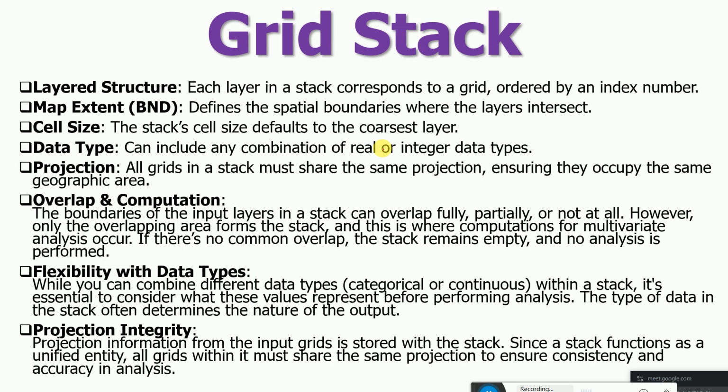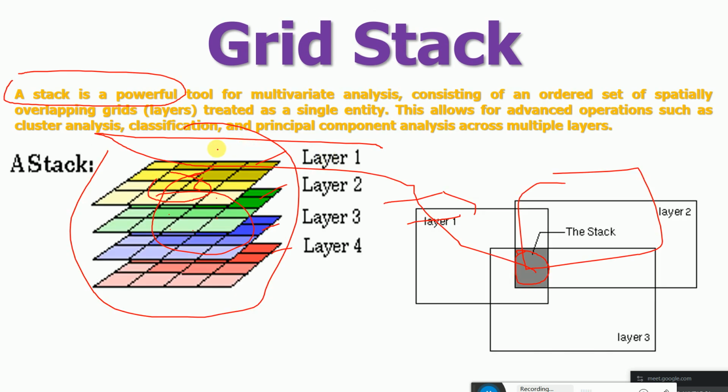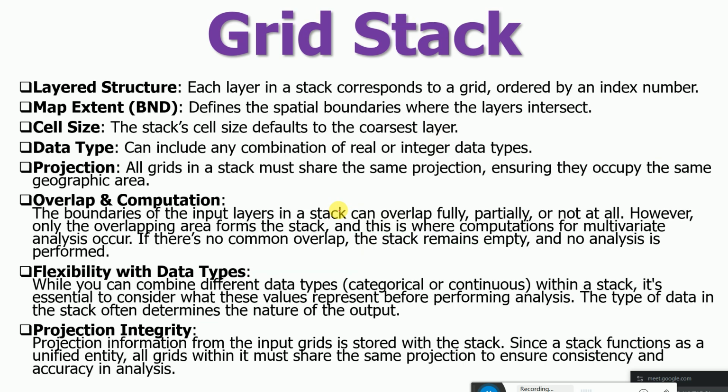So how are grid stacks formed, and what is the algorithm behind this? First, the layered structure. Each layer in a stack corresponds to a grid ordered by an index number. For grid stacking, the must-have is that every layer has the same dimension. If layer 1 is a 2 by 5 matrix, then layer 2 must be 2 by 5, layer 3 must be 2 by 5, and layer 4 must be 2 by 5. Otherwise this will not stack.